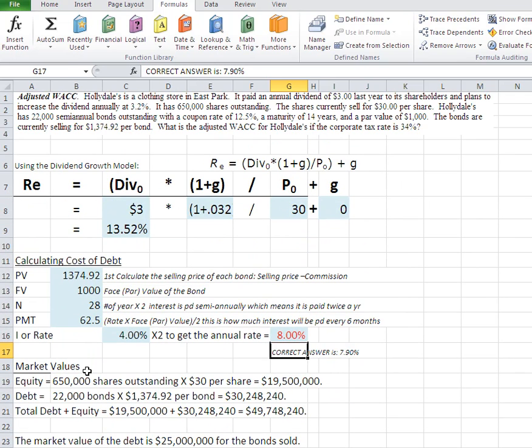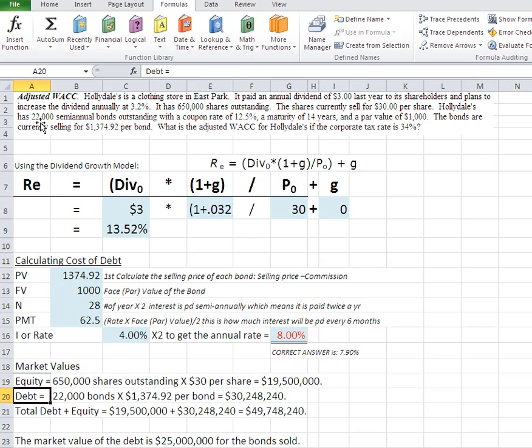The next step here is to determine the market value. So the total market value of our equity, which is the stock, and the total market value of our debt, which is going to be the bonds. So I've already done this here to save a little bit of time, but the equity is simply the number of shares outstanding, which is 650,000, times the selling price per share of $30. That means our equity would be valued at $19.5 million. So $19.5 million.